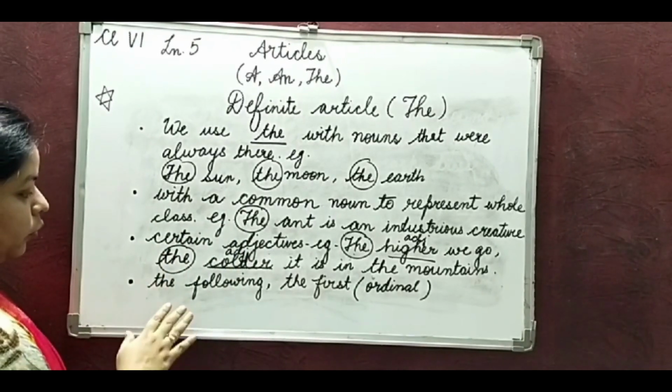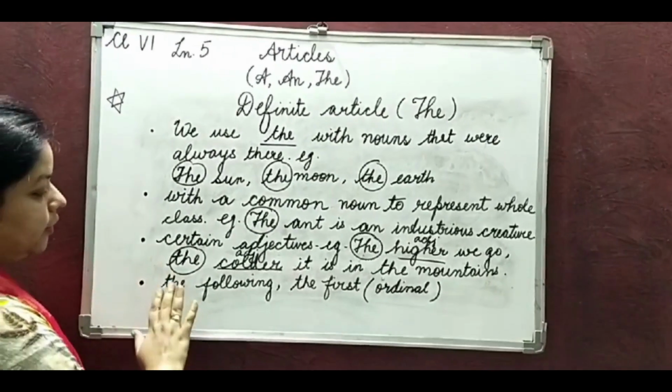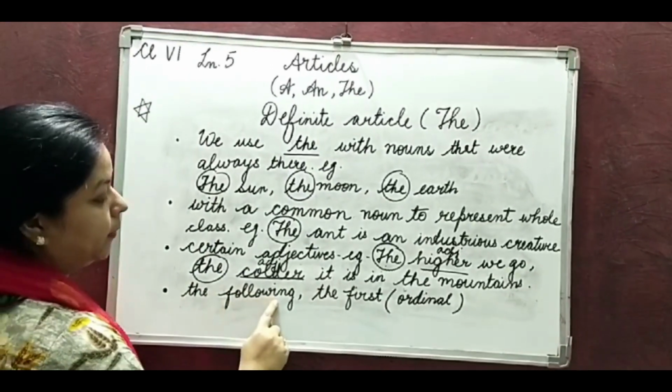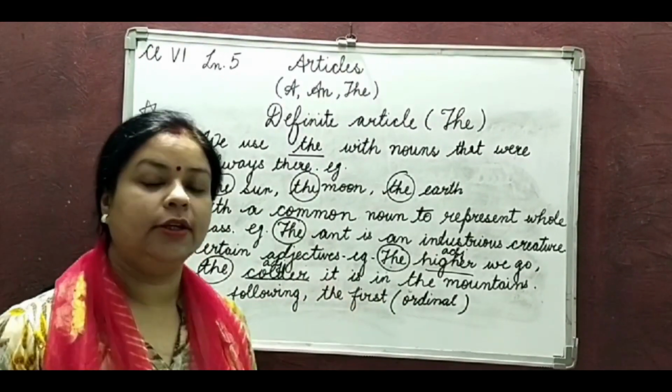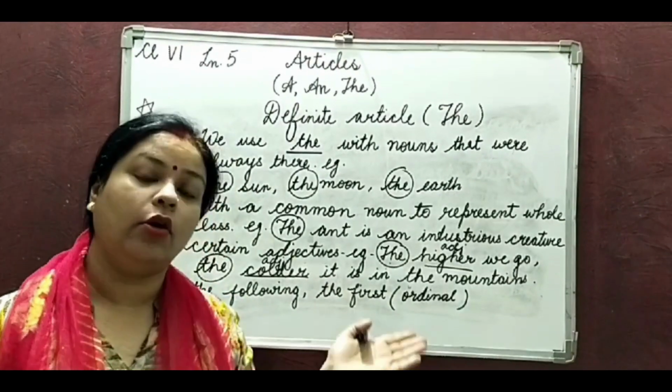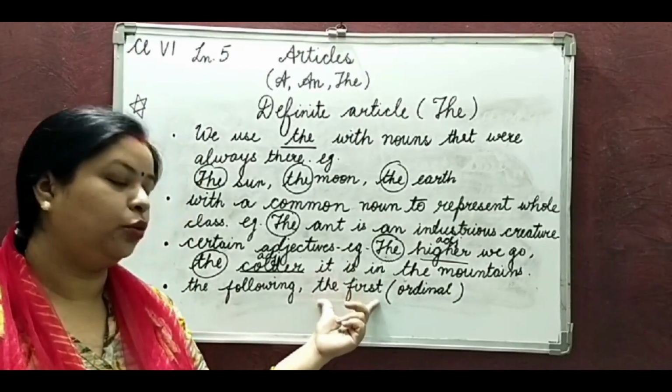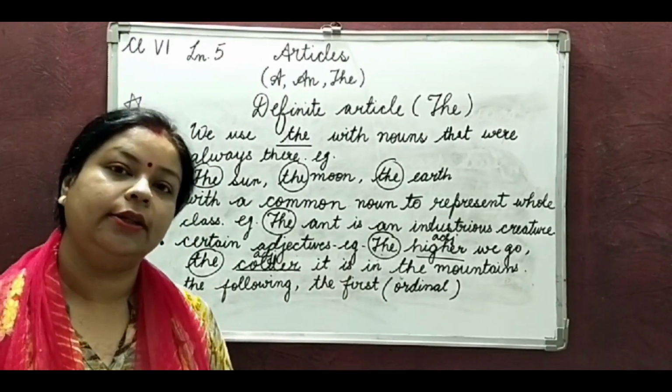After that, one more use of the article is that the is used with some particular words such as the following, the first, the second. These are ordinal numbers. With these numbers also, when they are shown in this form, we use the article the.